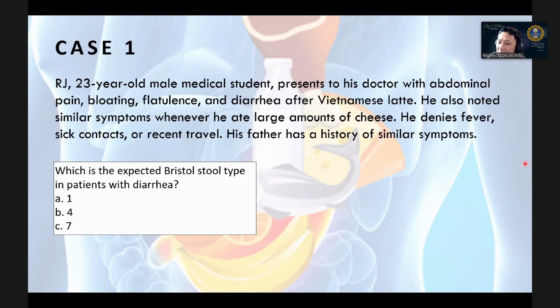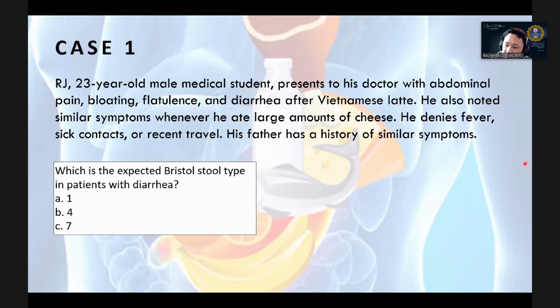So, try to remember the Bristol stool chart. Kaya, tingnan natin. So, which one is expected in patients with diarrhea? So, 'di ba the Bristol stool type, as what was described, it's a tool used to give us, the doctors, an idea of what the characteristic of the stool of your patient. So, is it type 1, type 4, or type 7? Okay, sige.